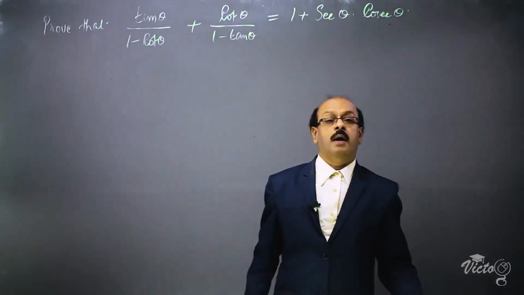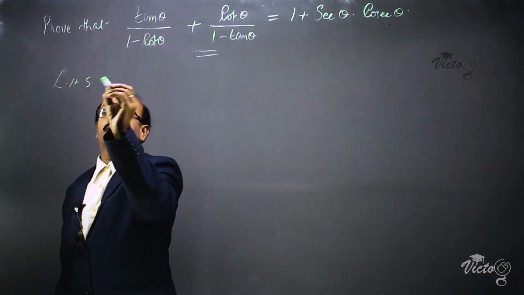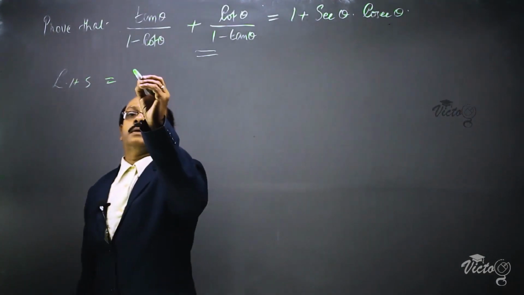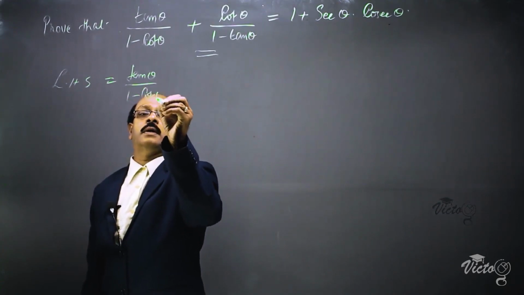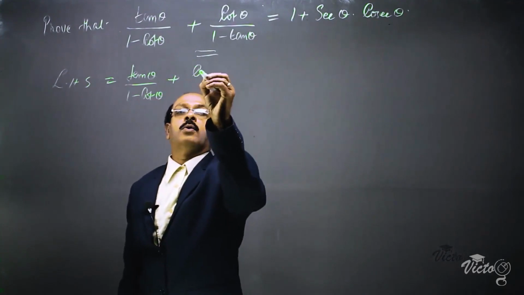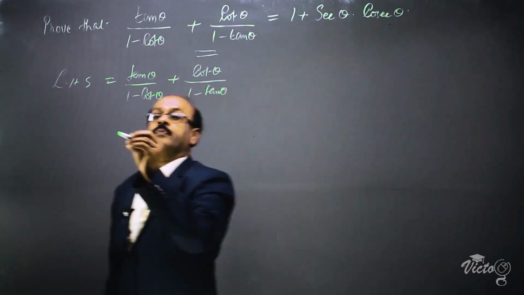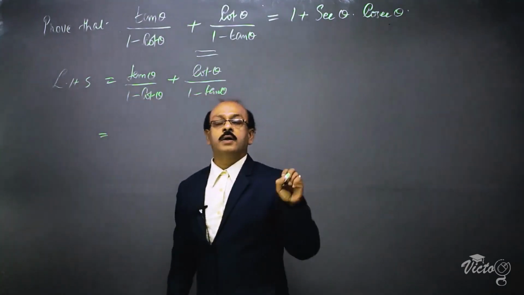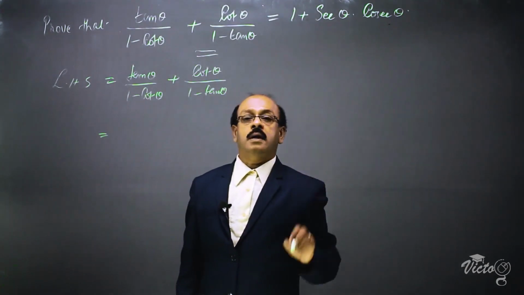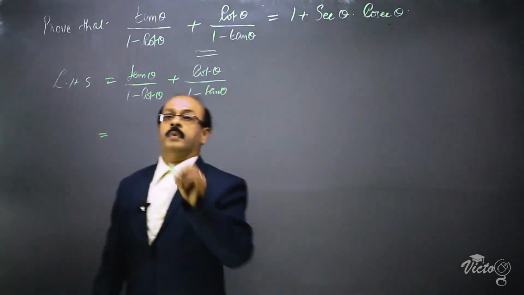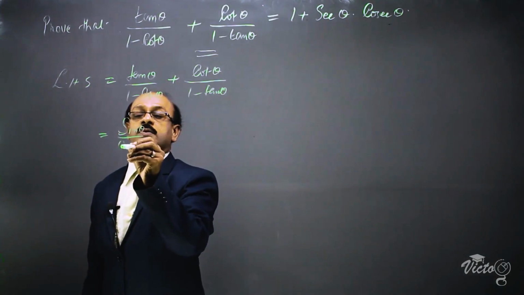So, starting with LHS. LHS is equal to tan theta divided by 1 minus cot theta plus cot theta divided by 1 minus tan theta. We are changing tan theta and cot theta in terms of sin theta and cos theta. So, remember tan theta is equal to sin theta by cos theta.